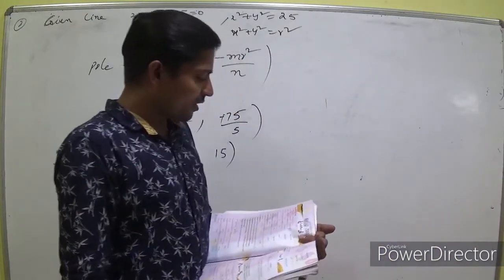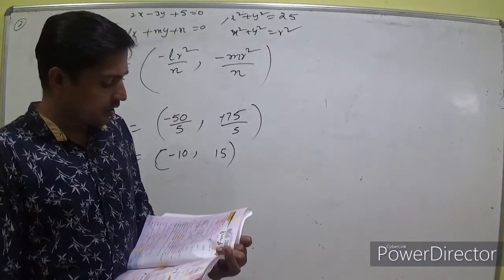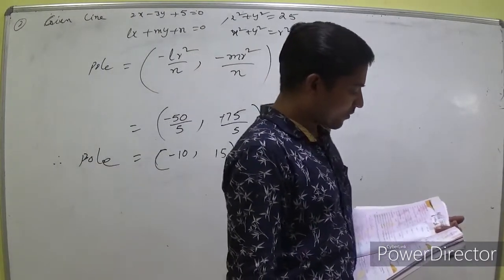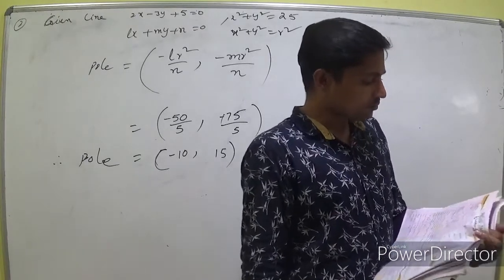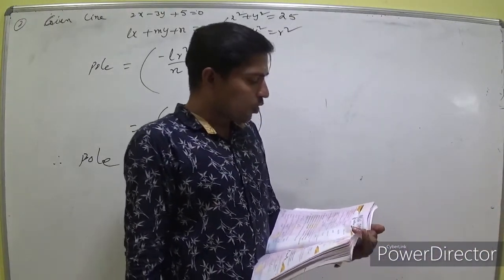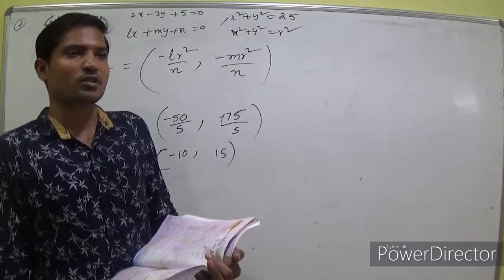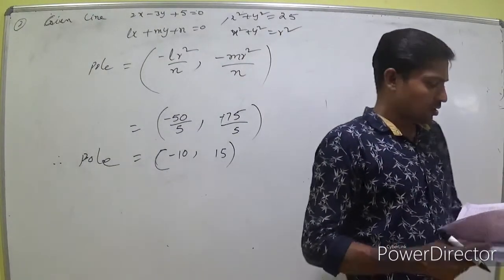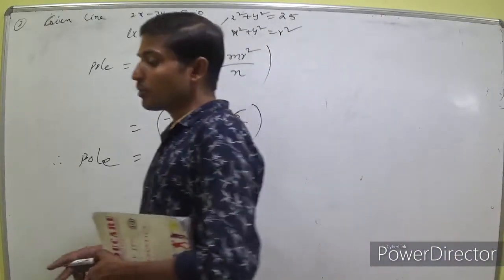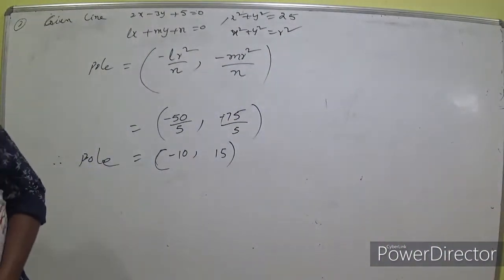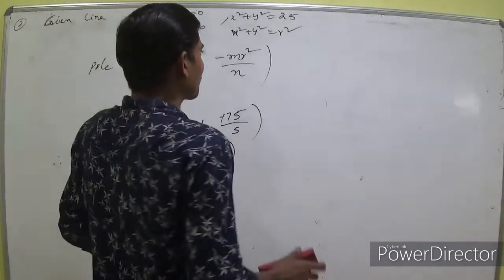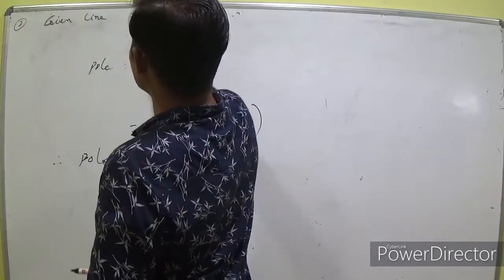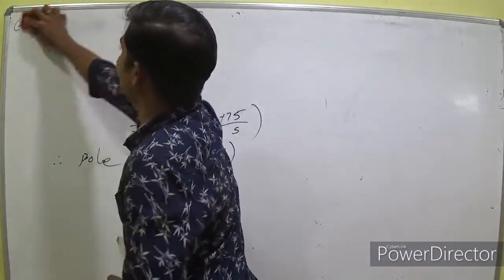4 comma k and 2 comma 3 are conjugate with respect to the circle. Then k equal to? When two points are conjugate, then s12 equal to 0. Let us solve.